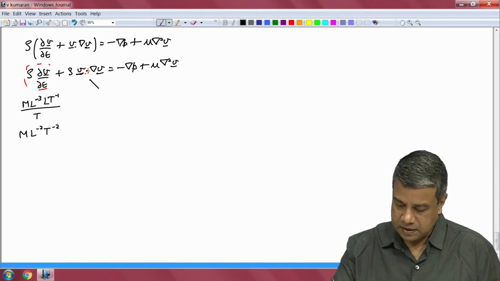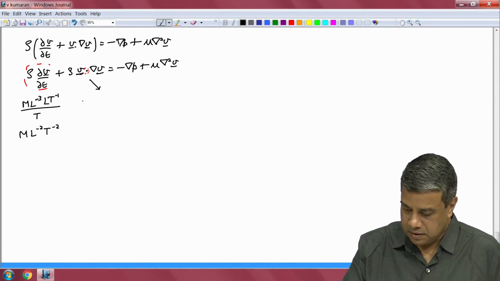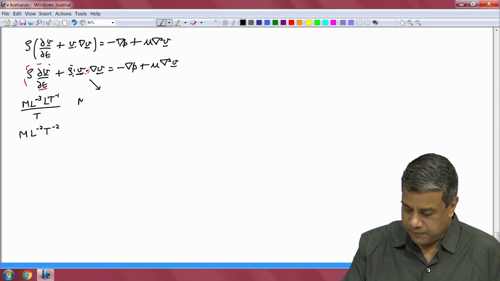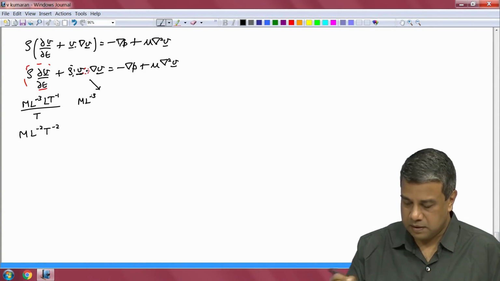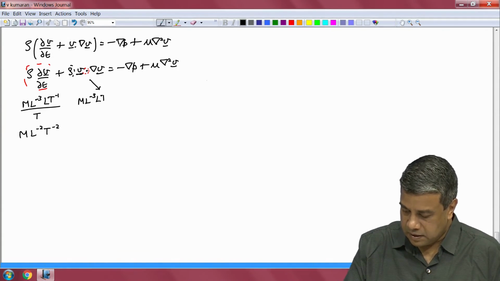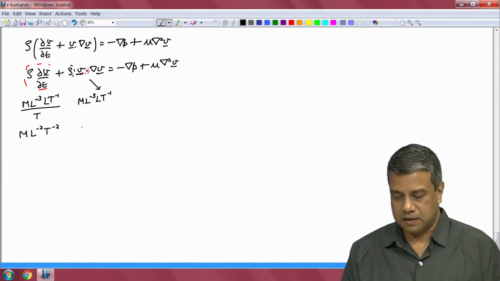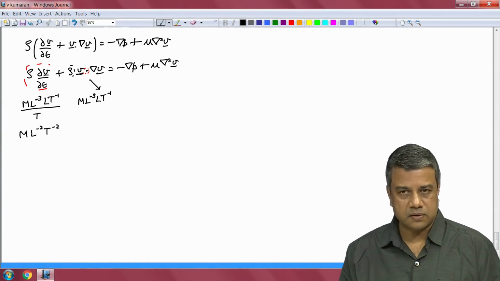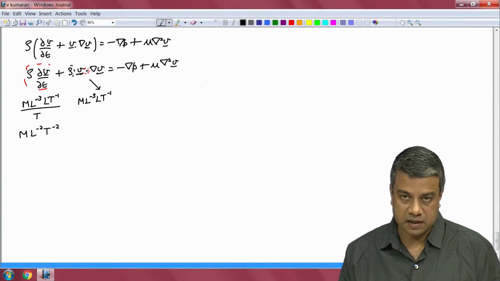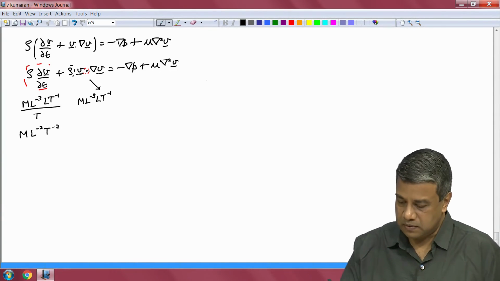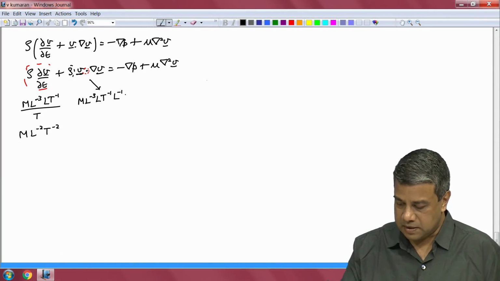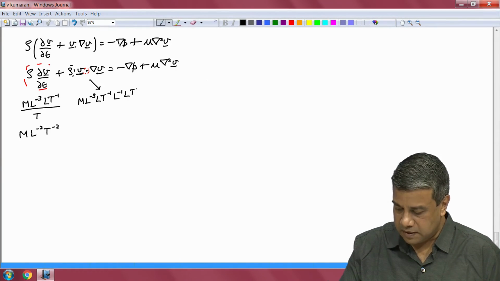Now the dimension of the second term here. Density has dimension of m L power minus 3. Velocity has dimensions of L t inverse. Dot product has no dimension. Gradient has dimensions of inverse length. It is a derivative with respect to length. So, it has dimensions of L inverse, and the velocity has dimensions of L t inverse.